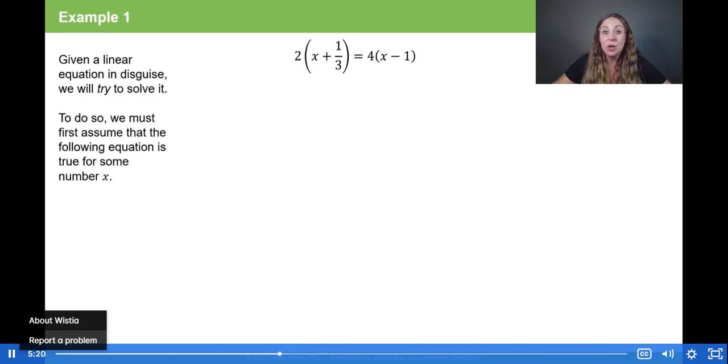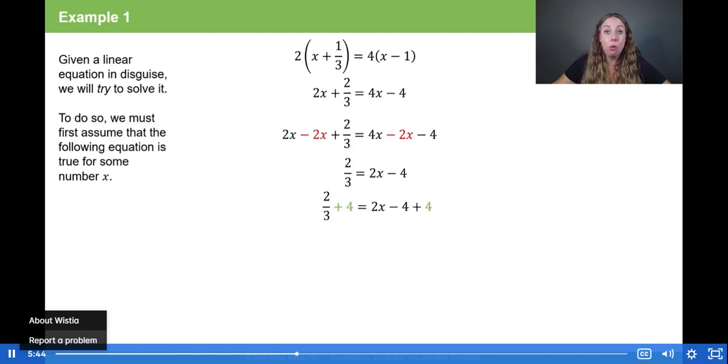First, we use the distributive property to get 2x plus 2/3 equals 4x minus 4. Now, let's subtract 2x from both sides of the equation. This gives us 2/3 equals 2x minus 4. Now, let's add 4 to each side of the equation to get 14/3 equals 2x.